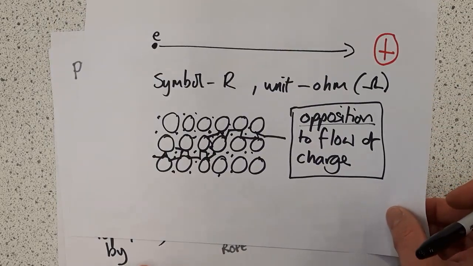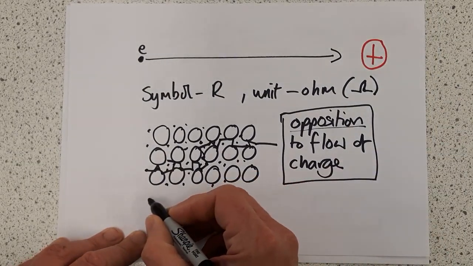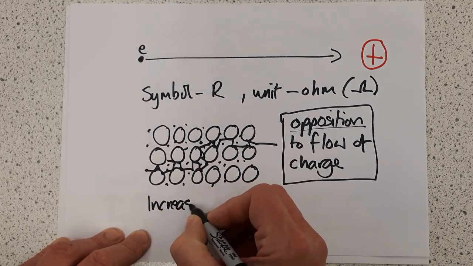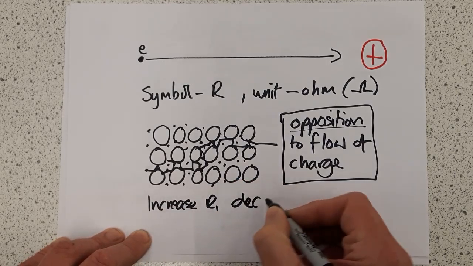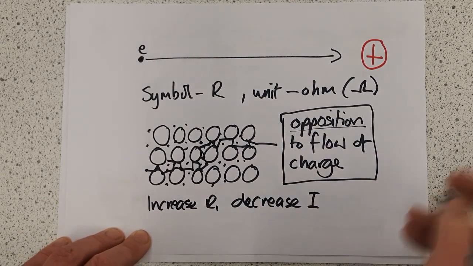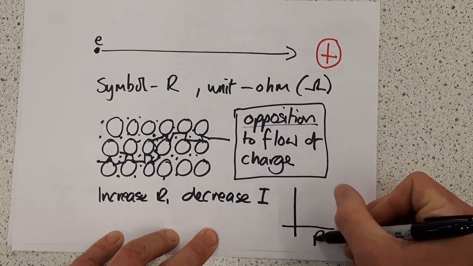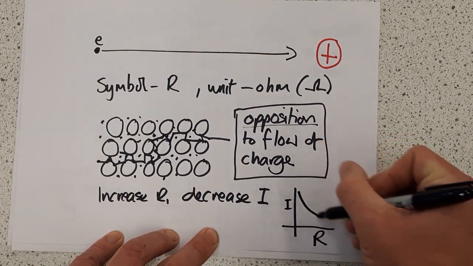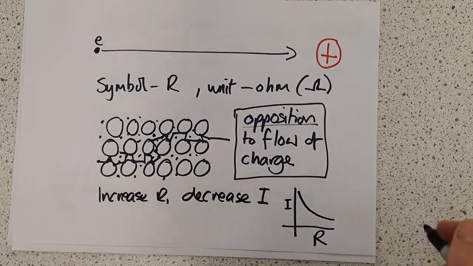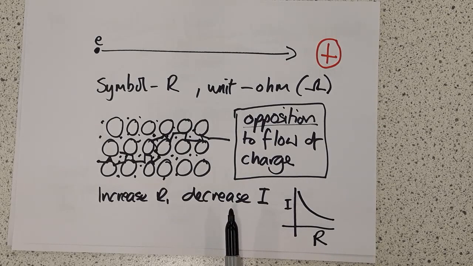So the effect of resistance on current is that as you increase the resistance, you decrease the current. Remember, I is the symbol for current. Graphically, that's like that, and that's an inverse proportion relationship. But again, for now, just think about that idea of increasing resistance, decreasing the current.